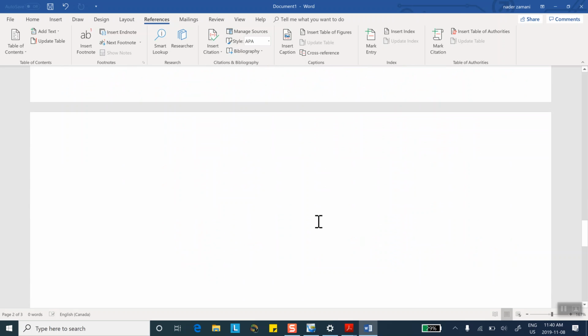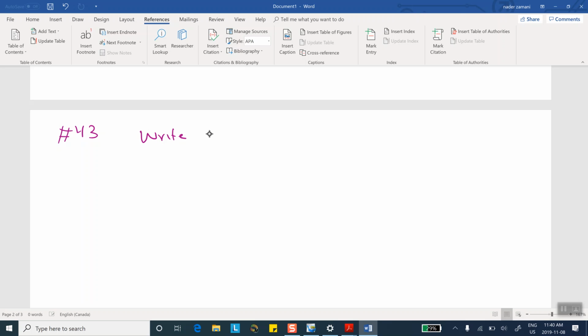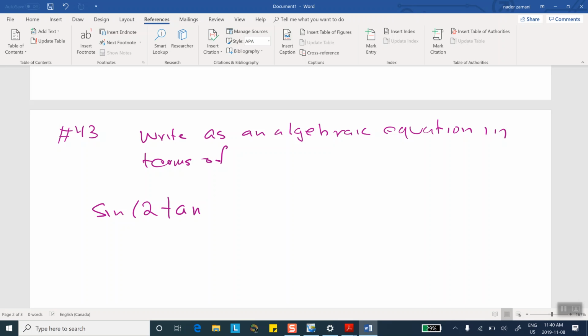Let's go to another group of problems. This is number 43. These are very important later on. Some of you will take calculus. These things are going to pop up. It says, write as an algebraic equation in terms of x: sine of 2 tan inverse of x. So what that means is on the right hand side, on this side, no trig stuff.